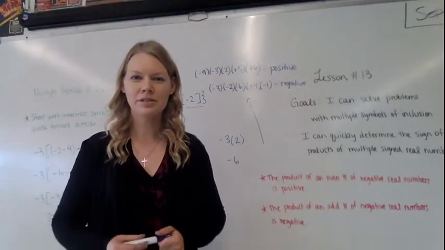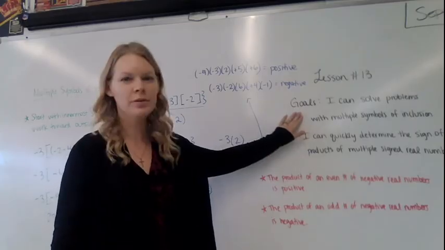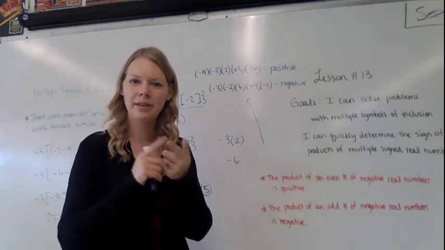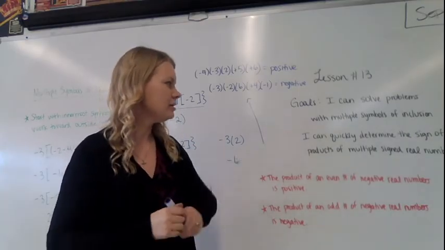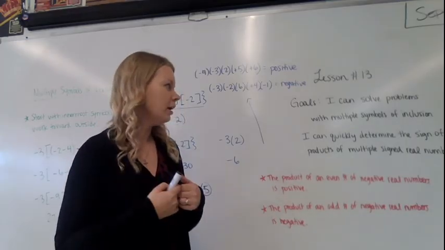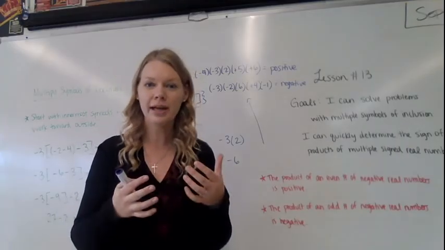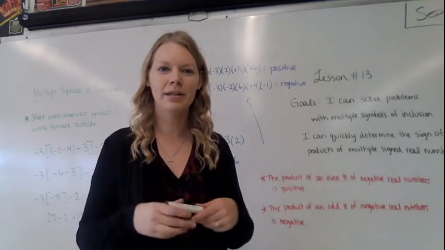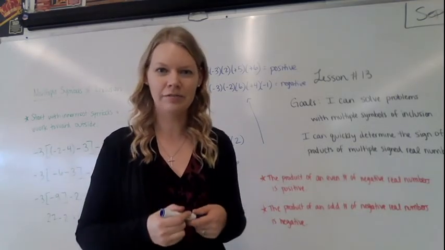We have two goals for lesson number 13. The first is to be able to solve problems with multiple symbols of inclusion, those symbols of inclusion being parentheses, braces, and brackets. And the second goal is to be able to quickly determine the sign, meaning positive or negative, of products of multiple signed real numbers. So when we multiply multiple real numbers together, some positive, some negative, we can quickly determine whether our answer is going to be positive or negative.